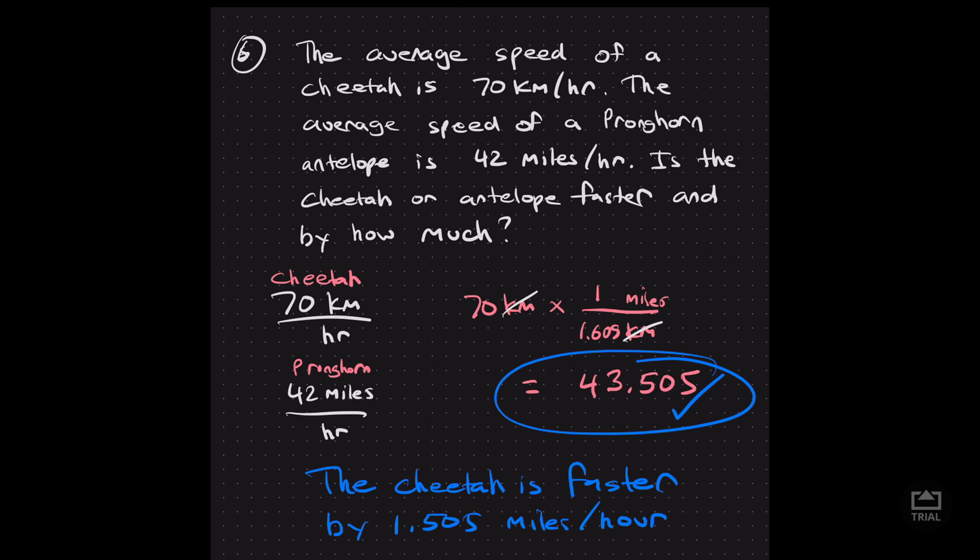Okay, so there's the work right here. So we had a cheetah that was going 70 kilometers per hour, and I converted that into miles. So the cheetah is actually going 43.505 miles per hour. A pronghorn antelope is going 42 miles per hour. So the cheetah is faster by 1.505 miles per hour.